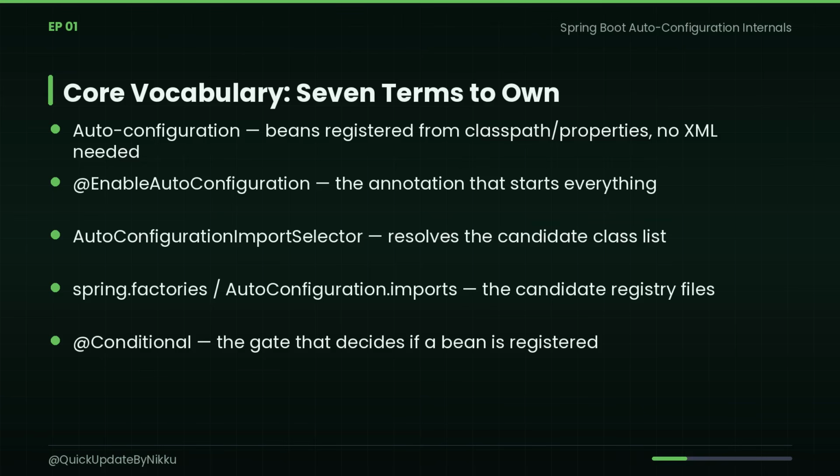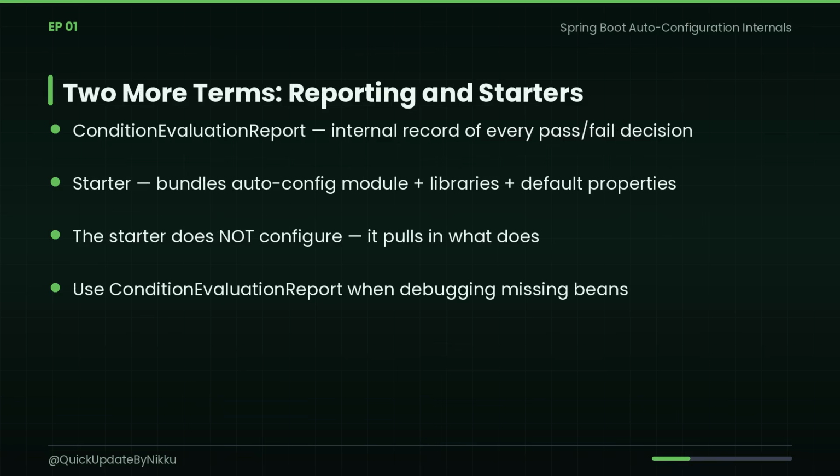These 5 terms form the skeleton of auto-configuration. Auto-configuration is the outcome, @EnableAutoConfiguration is the trigger, AutoConfigurationImportSelector is the engine that reads the registry, spring.factories and AutoConfiguration.imports are the registry itself, and @Conditional is the decision mechanism applied to every single candidate. ConditionEvaluationReport is your diagnostic tool. When a bean you expect is missing, this report tells you exactly which condition failed and why.